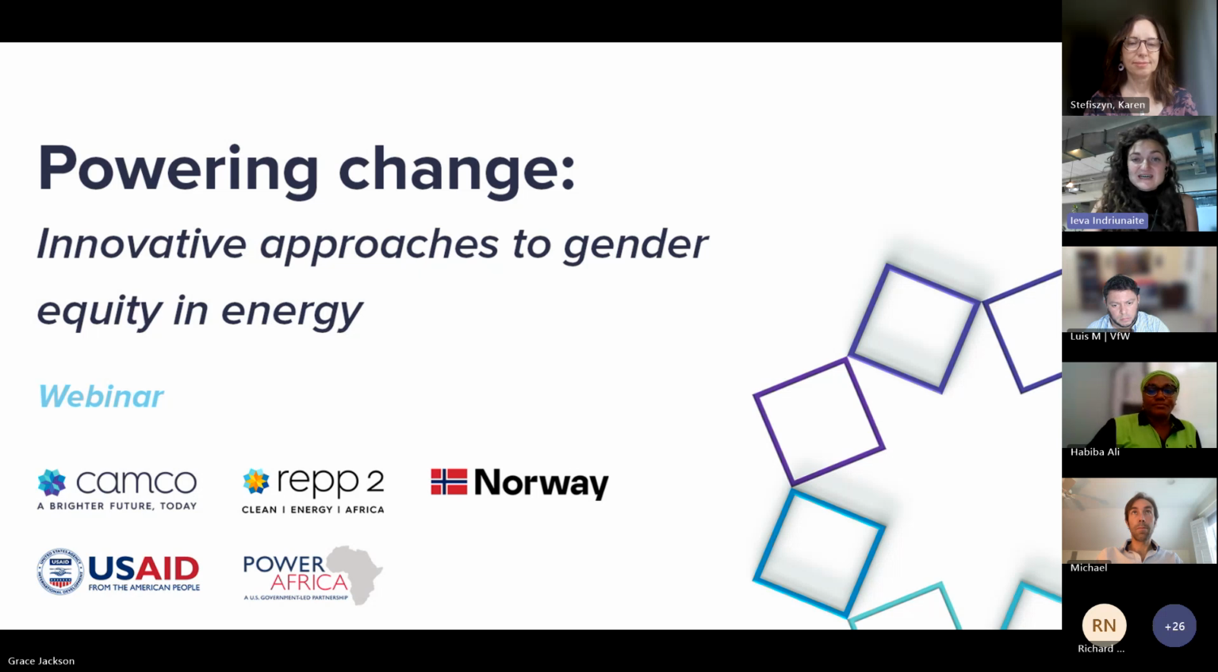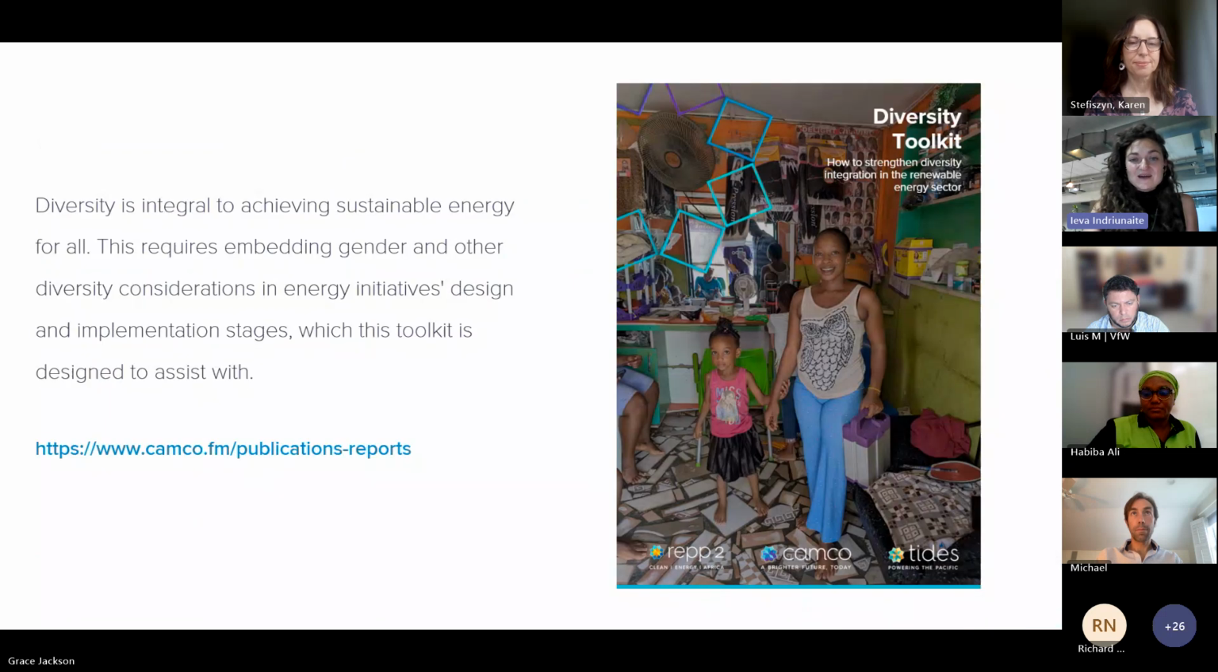As part of this work, if we could move to the next slide, I wanted to draw your attention to a toolkit that was published today. It was produced by Camco's brilliant impact team and is designed to help our future REP2 investees, but also anyone working in the renewable energy space to help them design gender action plans. It's supposed to be very user-friendly to help guide you through this process of designing and implementing a GAP. It will be downloadable from our website, and we'll be posting these links after the webinar.